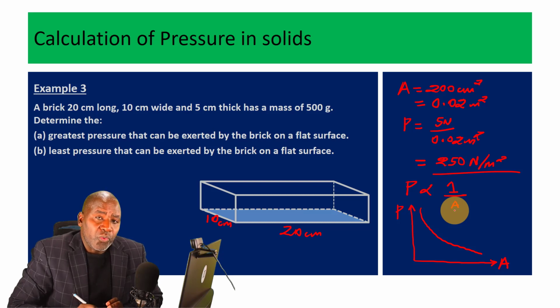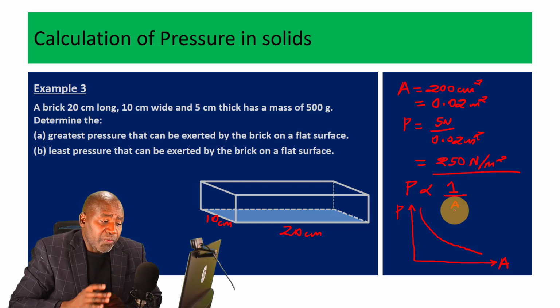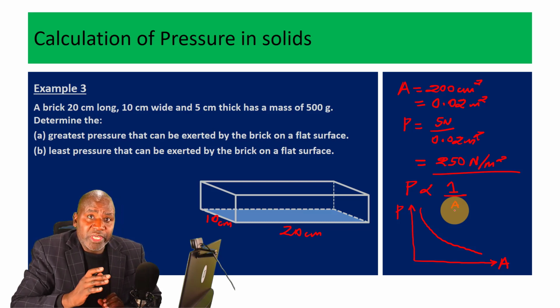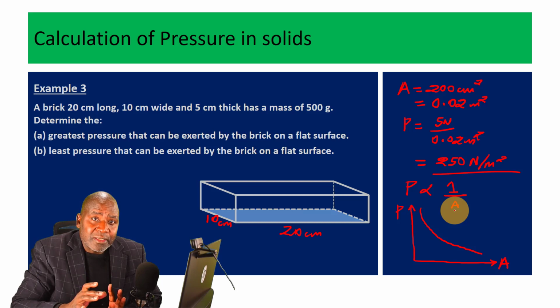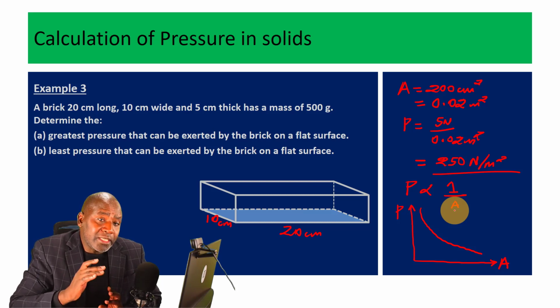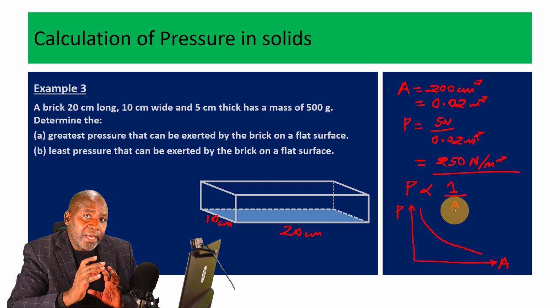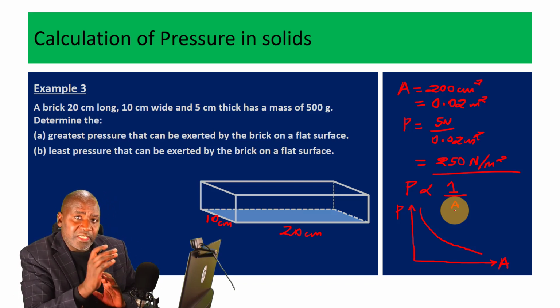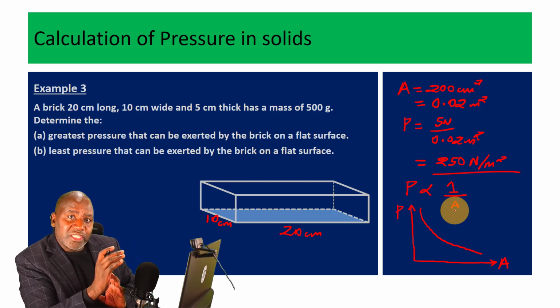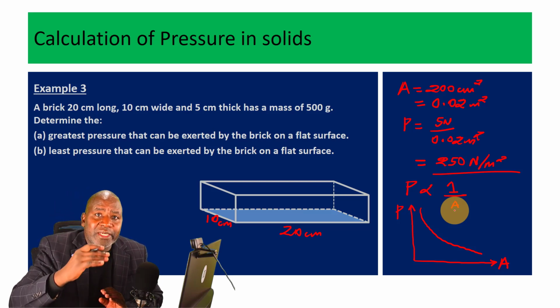In science, when we investigate how a certain physical quantity is affected by another one, we are very careful not to interchange them. For example, here we'll say pressure is inversely proportional to the area, and it remains like that. We cannot interchange and say area is inversely proportional to the pressure, because that will not make sense. We change the area, and then we see how the pressure is affected by what we have deliberately changed.